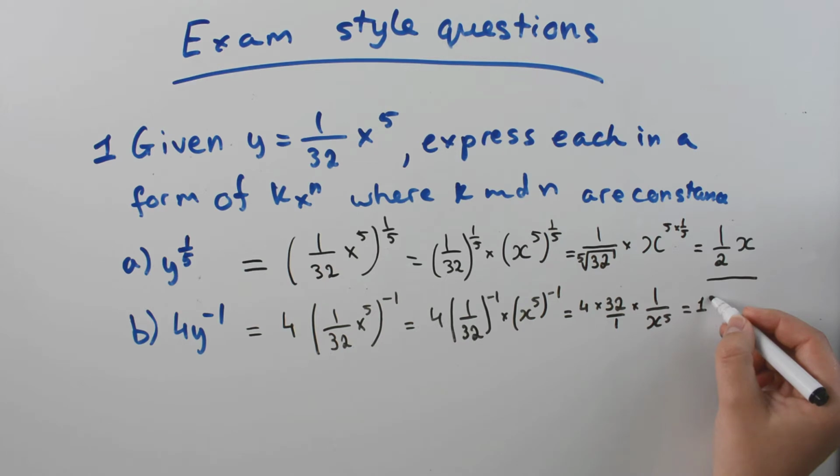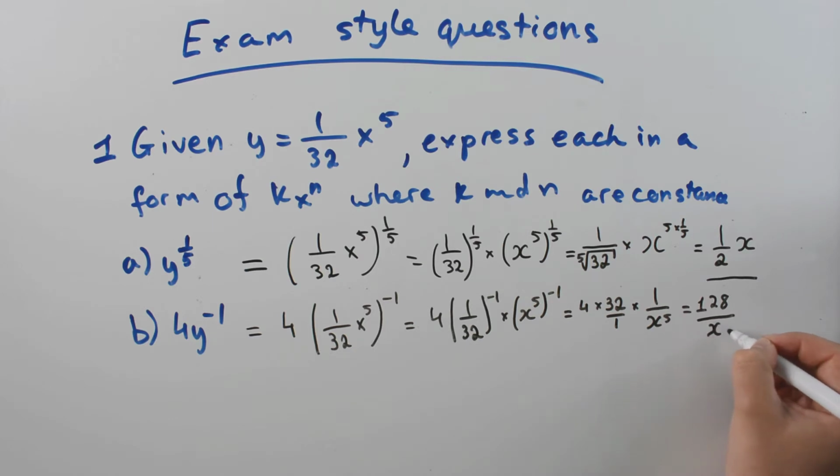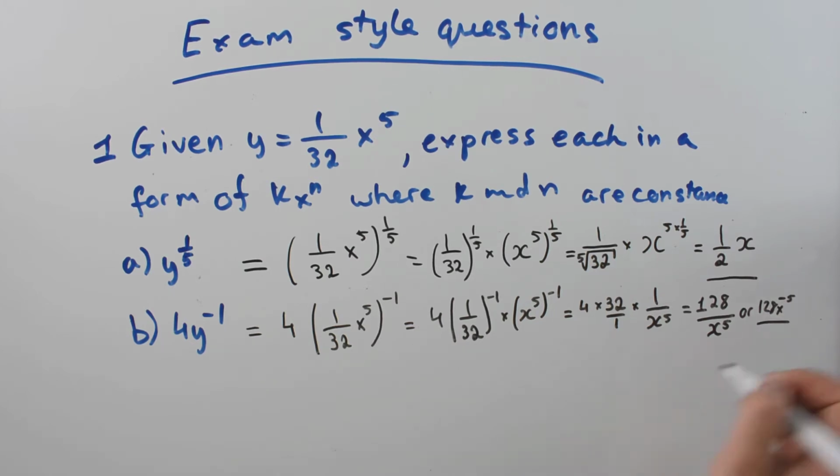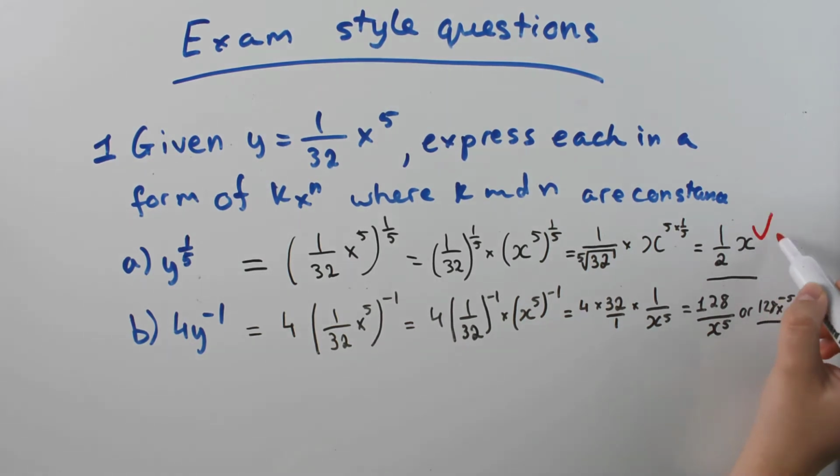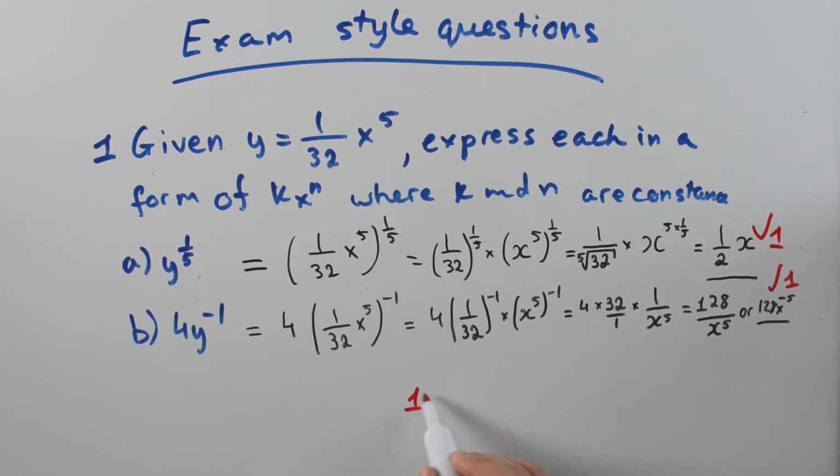Or you can also write it as 128 x to the power of minus 5. Either way is a correct form and correct answer. For this question, overall you will get 2 marks. It's a very straightforward question. Usually there would be a next part where you use the simplification to solve something. Okay, so you'll get 1 mark for part A and 1 mark for part B.